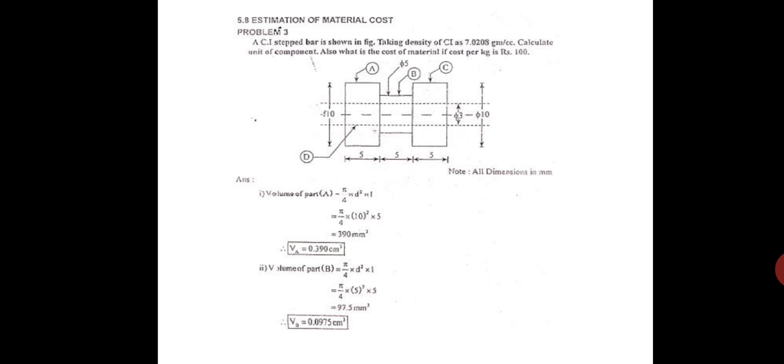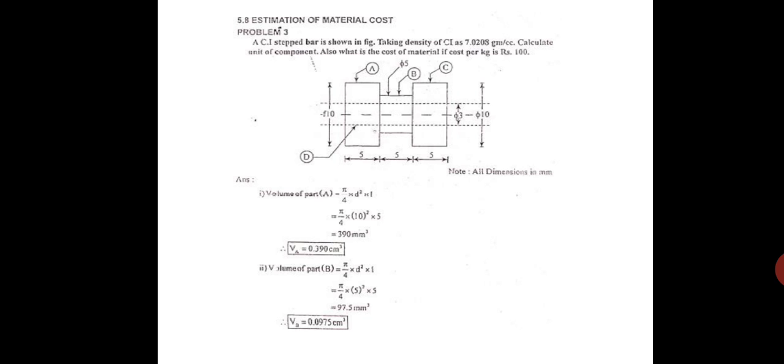So volume of part A is equal to pi by 4 into d square into L. Pi by 4 into d here is 10 mm and L is 5 mm. So pi by 4 into 10 square into 5 is equal to 390 millimeter cube. So I divide this by 1000. So the volume of part A is 0.390 centimeter cube. Volume 2, volume of part B. Again same.